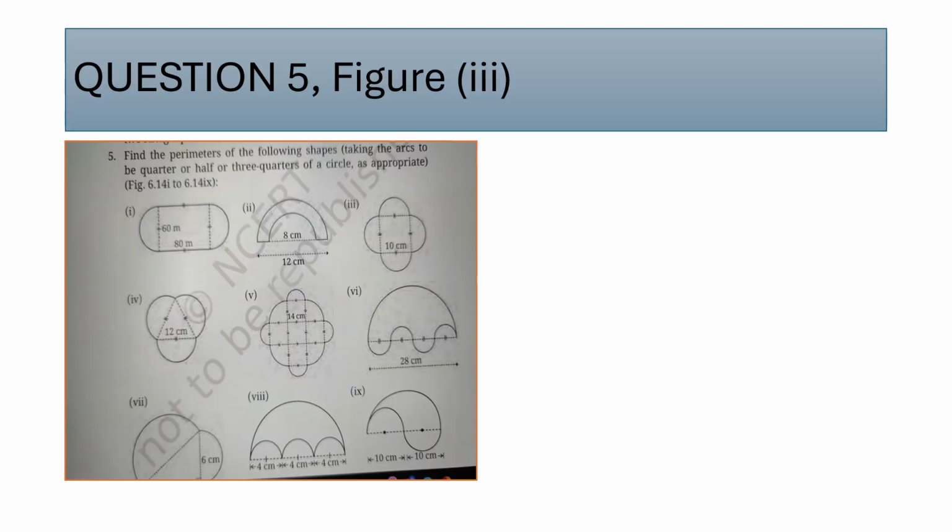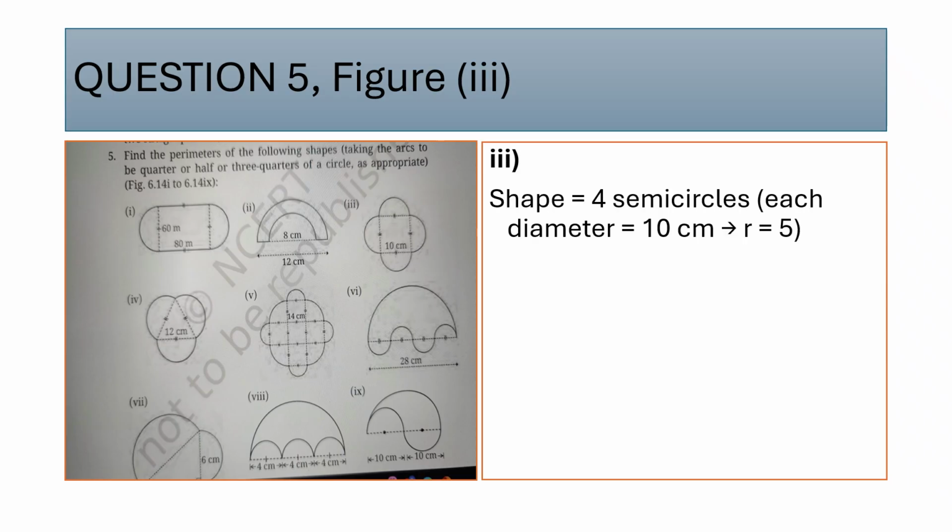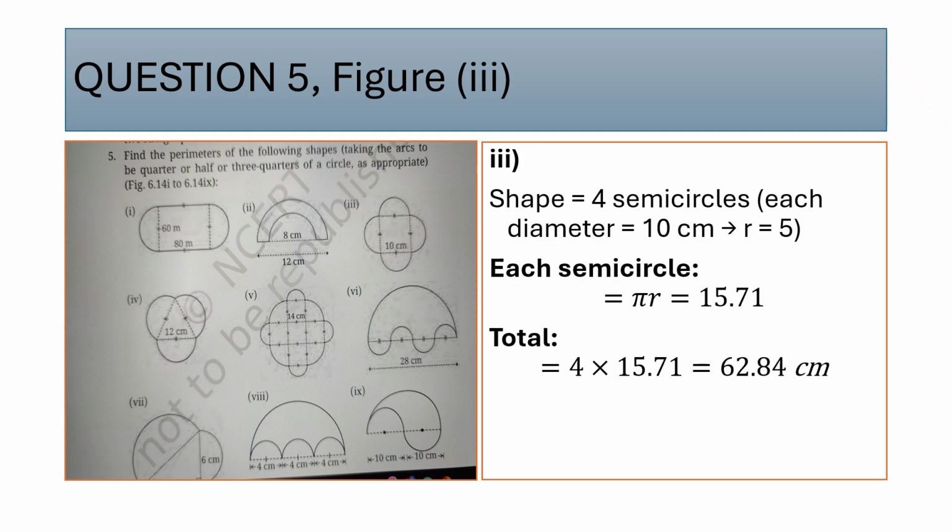Let's see question number 5, figure 3. Now looking at figure 3, you find there are 4 semicircles, each with diameter 10 centimeter. Students, again look at the figure. It is given diameter 10 centimeters. So what will be the radius? Upon 2, that is 5. So each semicircle will have pi into r, which is 15.71. So what will be the total? We have 4 semicircles. Please remember this formula when we are talking about the semicircle. So 4 into 15.71 will give you 62.84 centimeter.